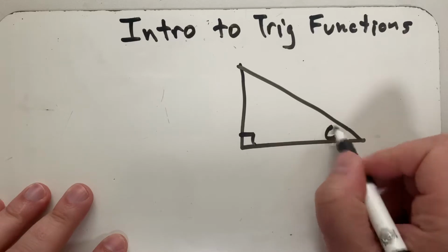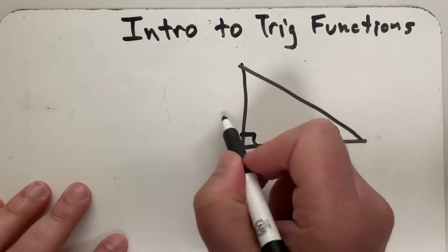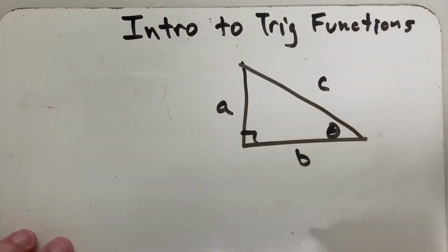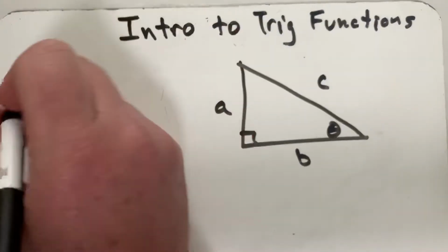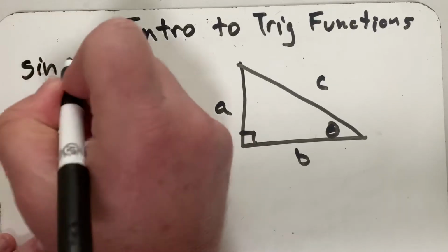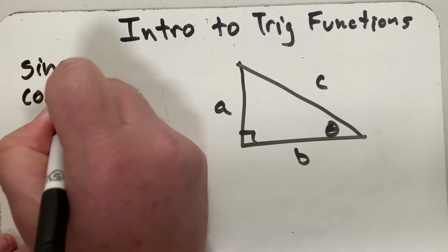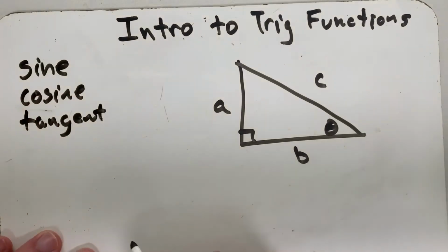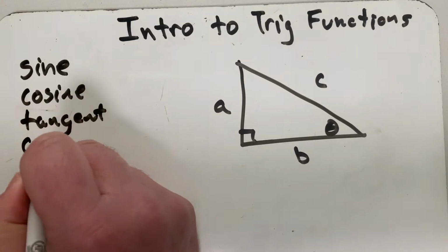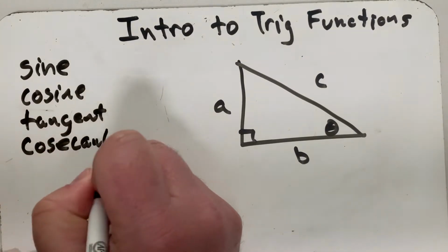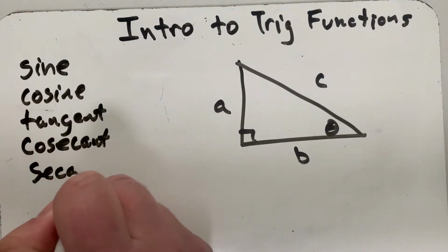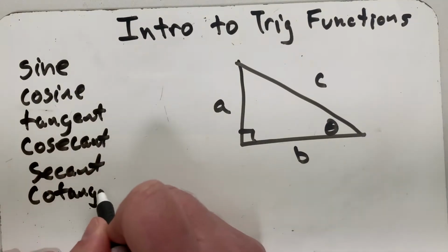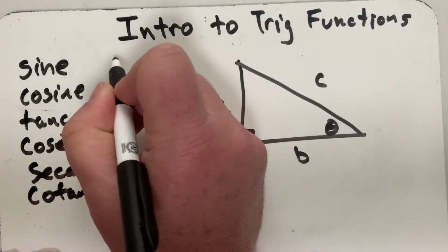And we'll put theta down here. So there's your theta. And we'll say this is A, B, and C. Okay. Our 6, we have sine, cosine, and tangent. You guys know already. There's also cosecant, secant, and cotangent. These are all abbreviated with 3 letters.